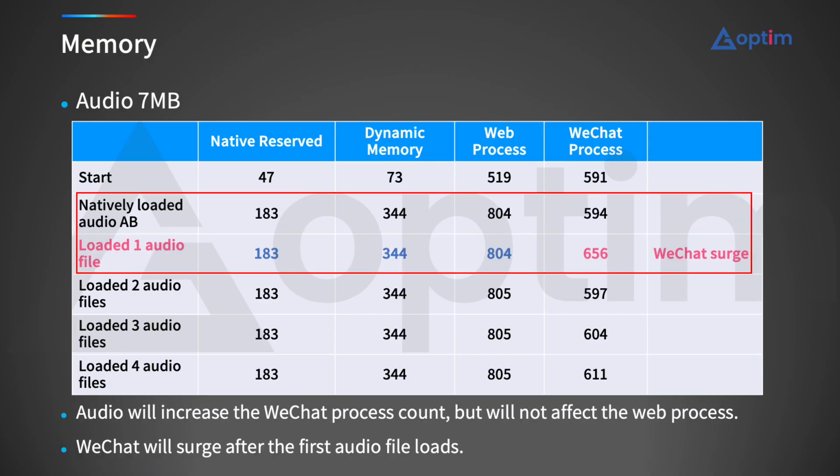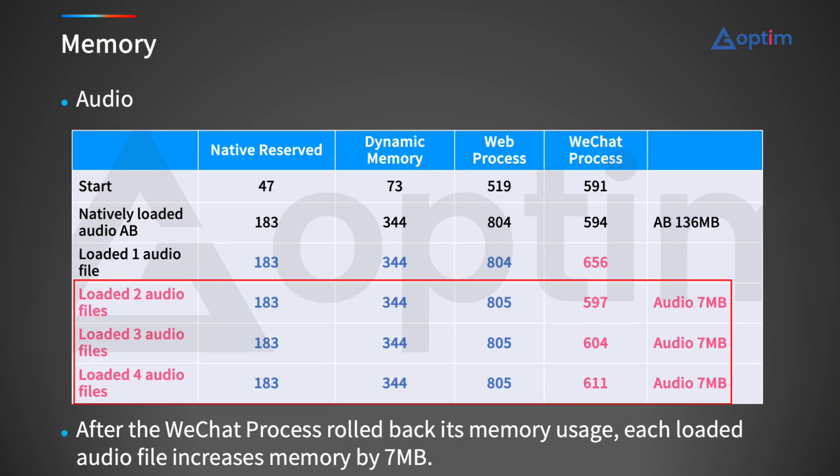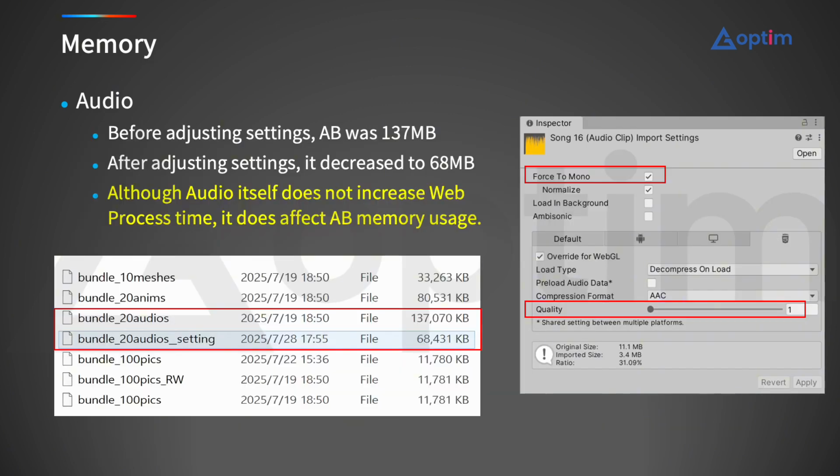Strangely, when we loaded the audio, the first three memory values remained unchanged, but the last value, WeChat process memory, spiked. Over time, this spike would gradually decrease. When we continued loading audio, each additional file increased memory by about 7 megabytes, with all the increases concentrated in the WeChat process, not directly affecting minigame crashes. Although the increase in audio memory doesn't directly cause crashes, audio compression is still necessary for optimizing memory.